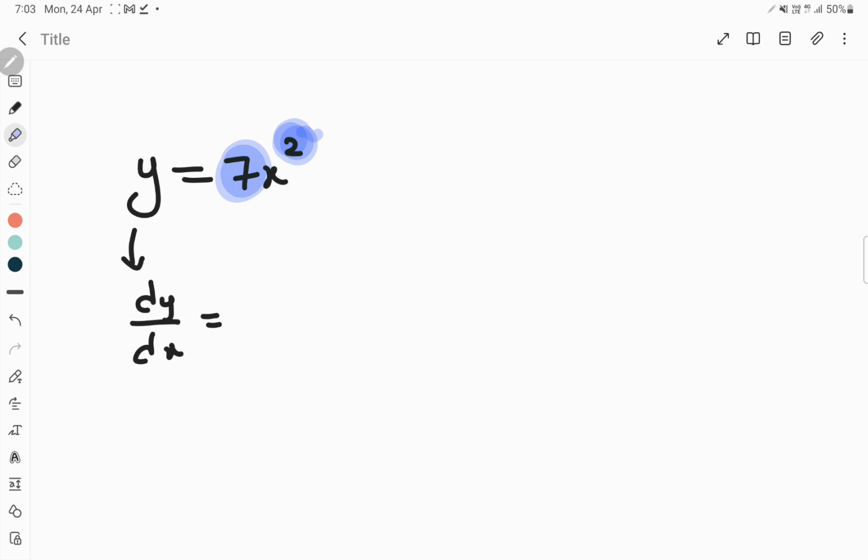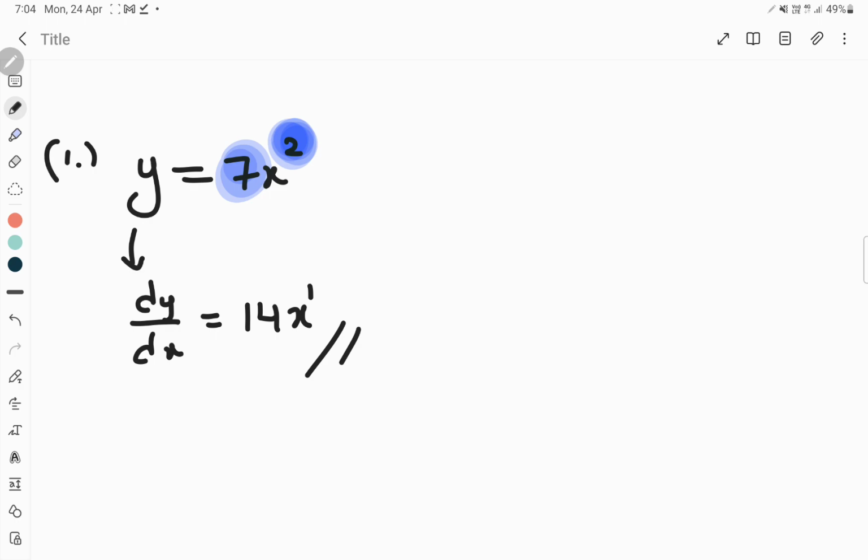If you get an equation, for example, y is equal to 7x squared, how do you differentiate this? What you first do is you multiply the 2 by the 7, that means the power by the front number. So what do you get? The differentiation, we equal it as dy over dx, is equal to, you multiply the power by the front number. So 7 times 2 is 14x, and you subtract 1 from the power. So if you subtract 1 from 2, what do you get? 1, right? So this is the differential of this.